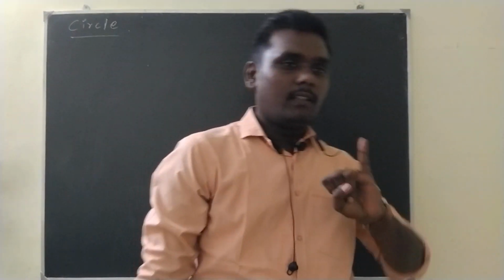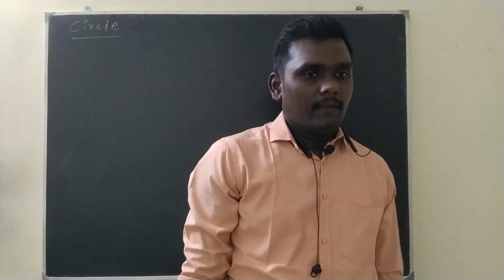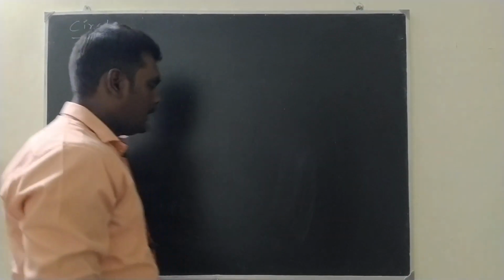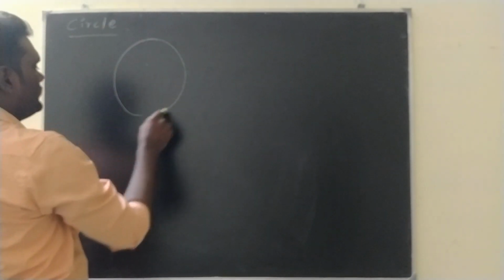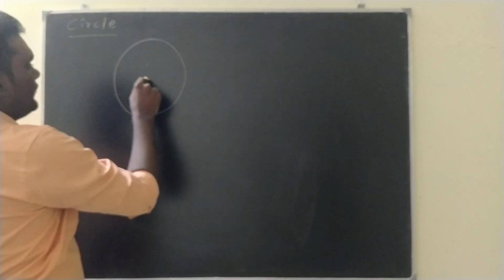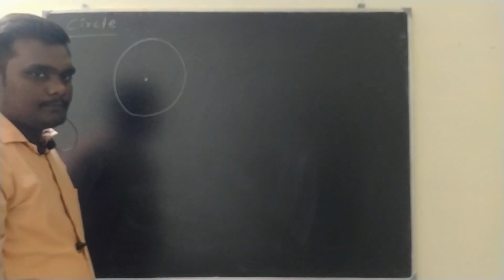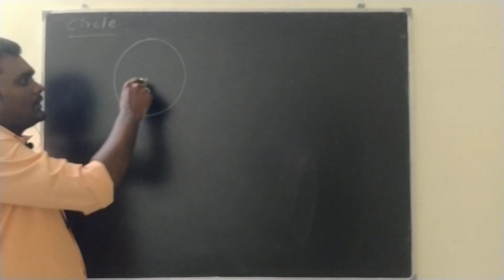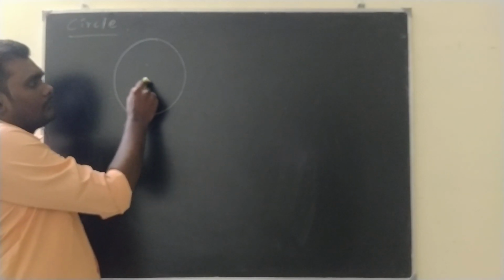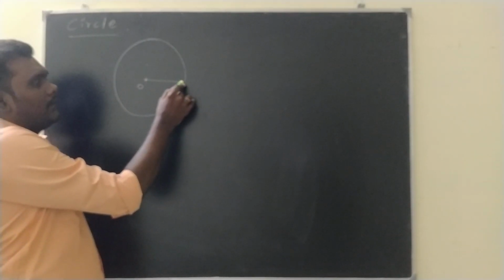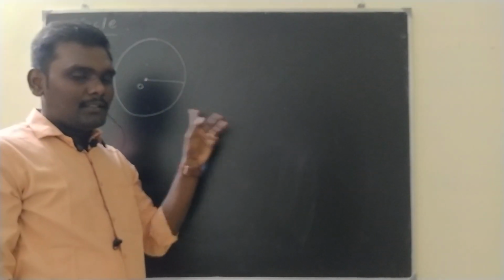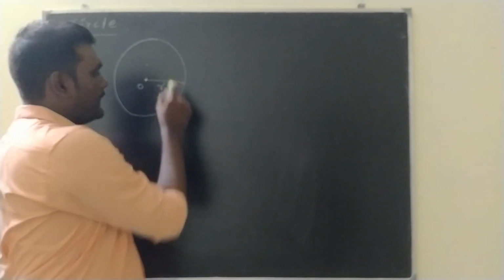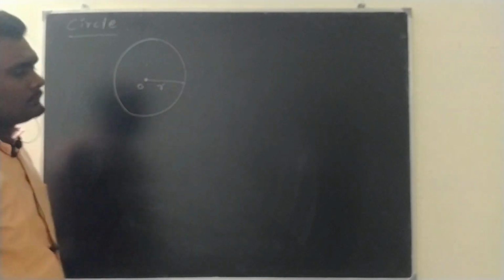Now we are going to see about circles, the circumference of a circle and the area of a circle. Simply, you see, what is a circle? A closed figure. It will have a center, and the distance between the center and any point on the circle is the same for all the points, and that same distance is called the radius r.